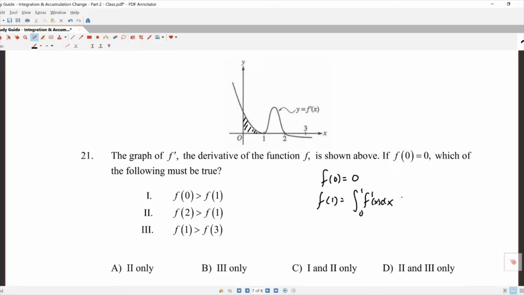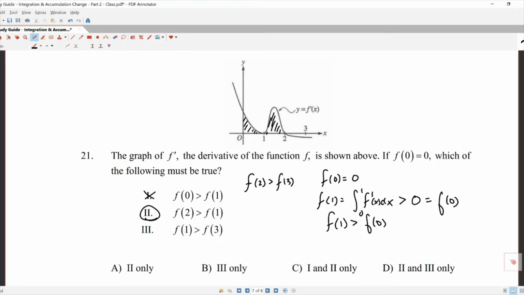Since that's above the x-axis, I don't know what it is, but I do know it's greater than 0, which is f of 0. So f of 1 is going to be greater than f of 0, which means 1 cannot be true. So in each of these cases, we're just accumulating the area. So notice as you move from 1 to 2, we accumulate more area. Therefore, f of 2 is going to be greater than f of 1. We then take away area from that because it's negative. So we do know that if it mattered, f of 2 is greater than f of 3. However, how does f of 1 compare to f of 3?